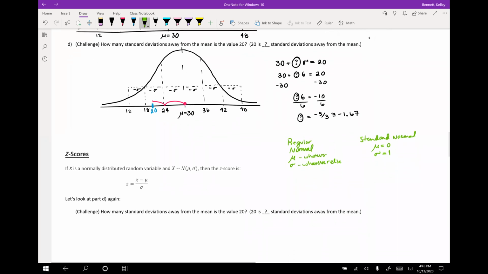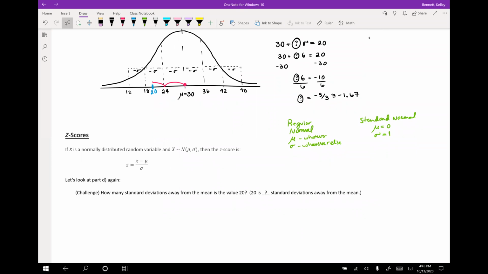So for a z-score, if x is normally distributed and we have mu and sigma, then the z-score is equal to x minus mu over sigma. Basically, z equals the number of standard deviations that x is away from the mean.